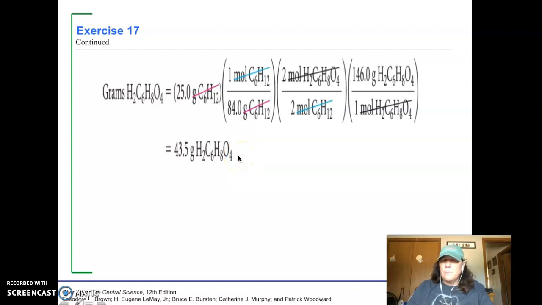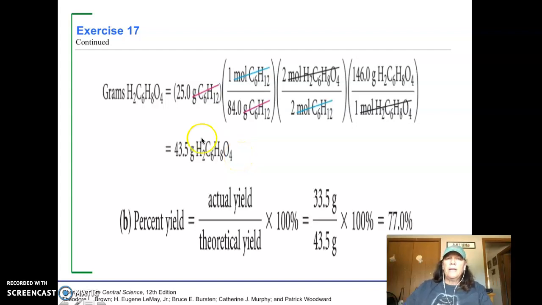I'm sorry I'm going fast, but I don't want to run out of time. Okay, so all you have to do now, it said in the problem that when you did this experiment, you got 33.5 grams. Well, you should have got 43.5 grams. So this is what you got, this is what you should have got. So you take this divided by this, and you get 0.77 or 77%. You got 77% of what you should have got. You lost 23% somewhere, okay?